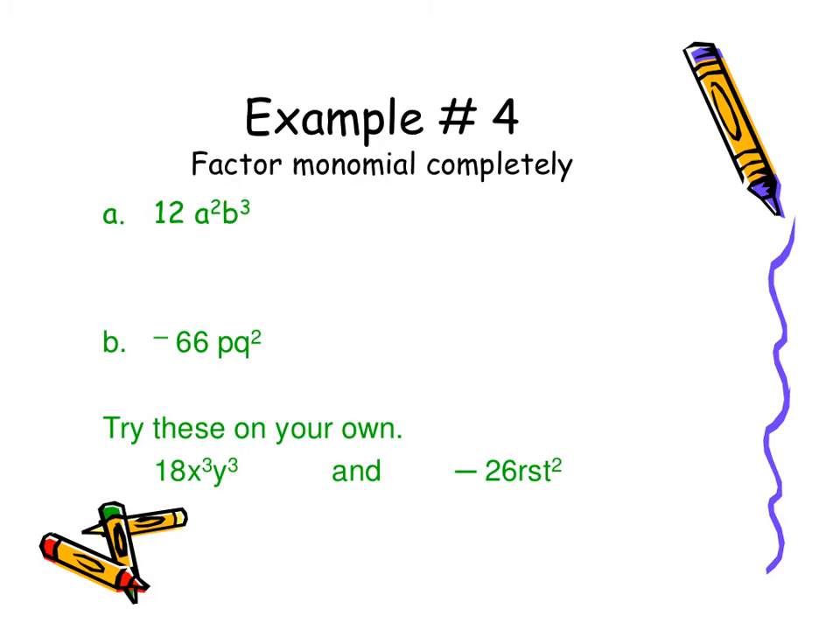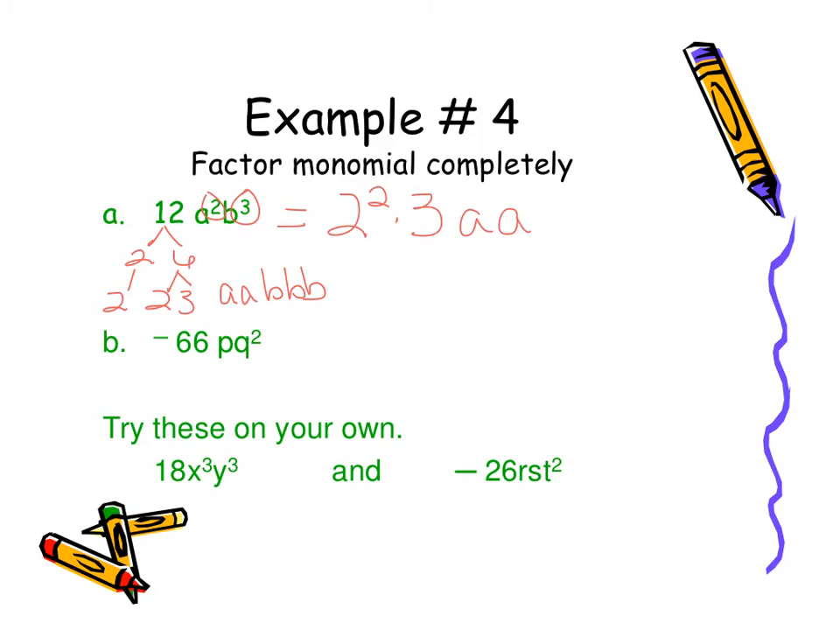Alright, so I'm going to completely factor these two, and then I have 2 at the bottom for you to try. First of all, I'm going to factor 12 into 2 times 6. I'm going to do my numbers first. And then 2, and then 6 factors into 2 times 3. The square tells me how many A's I have, so I have 2 A's, and the cube tells me that I have 3 B's. So my prime factorization of 12 A squared B cubed is equal to 2 squared times 3, A, A, B, B, B. Or I could put 2 squared times 3, A squared, and B cubed.